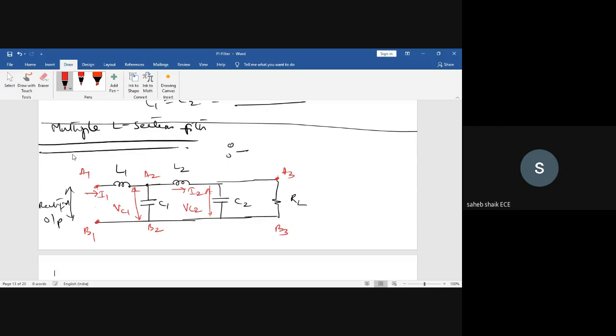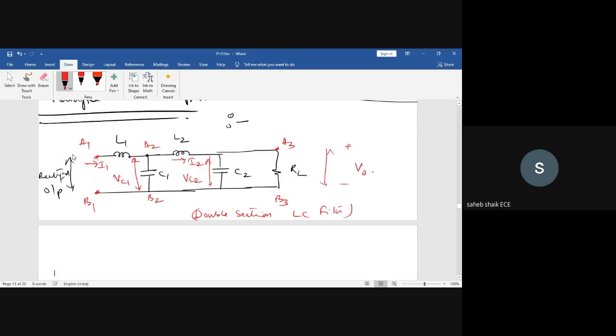So you are using two sections here, LC sections. This is the first section and this is the second section. You can write it as a double section LC filter. And here you are getting plus and minus V0. Okay? Did you note it?